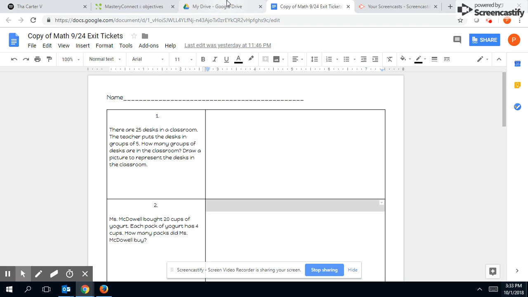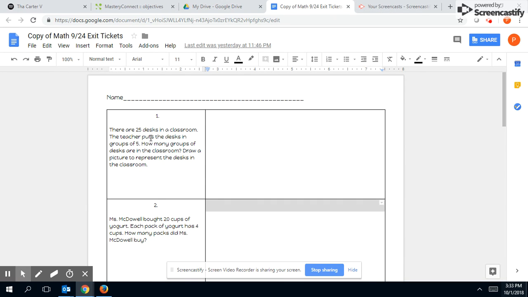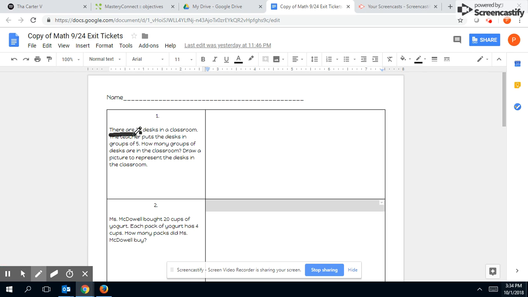So going back to the problem, I have the students ask themselves, do I have a total? Yes, I'll divide or subtract. No, I'll multiply or add. So there are 25 desks in the classroom. Right there, that shows me that I have a total of 25. So let's go ahead and underline that 25 there. We have a total of 25. Yes.